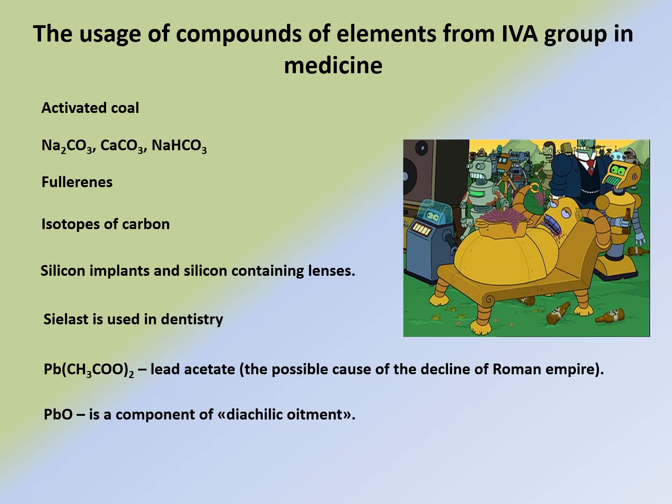Okay, the usage of compounds of elements from 4A group. What is activated coal? A tablet that is black, that can be used during poisoning to absorb all of the bad things from the stomach and from the intestines. Na2CO3, calcium carbonate, and NaHCO3 are used as antacids. They react with HCl in the stomach and neutralize it for a while. But carbon dioxide will be released, yes?